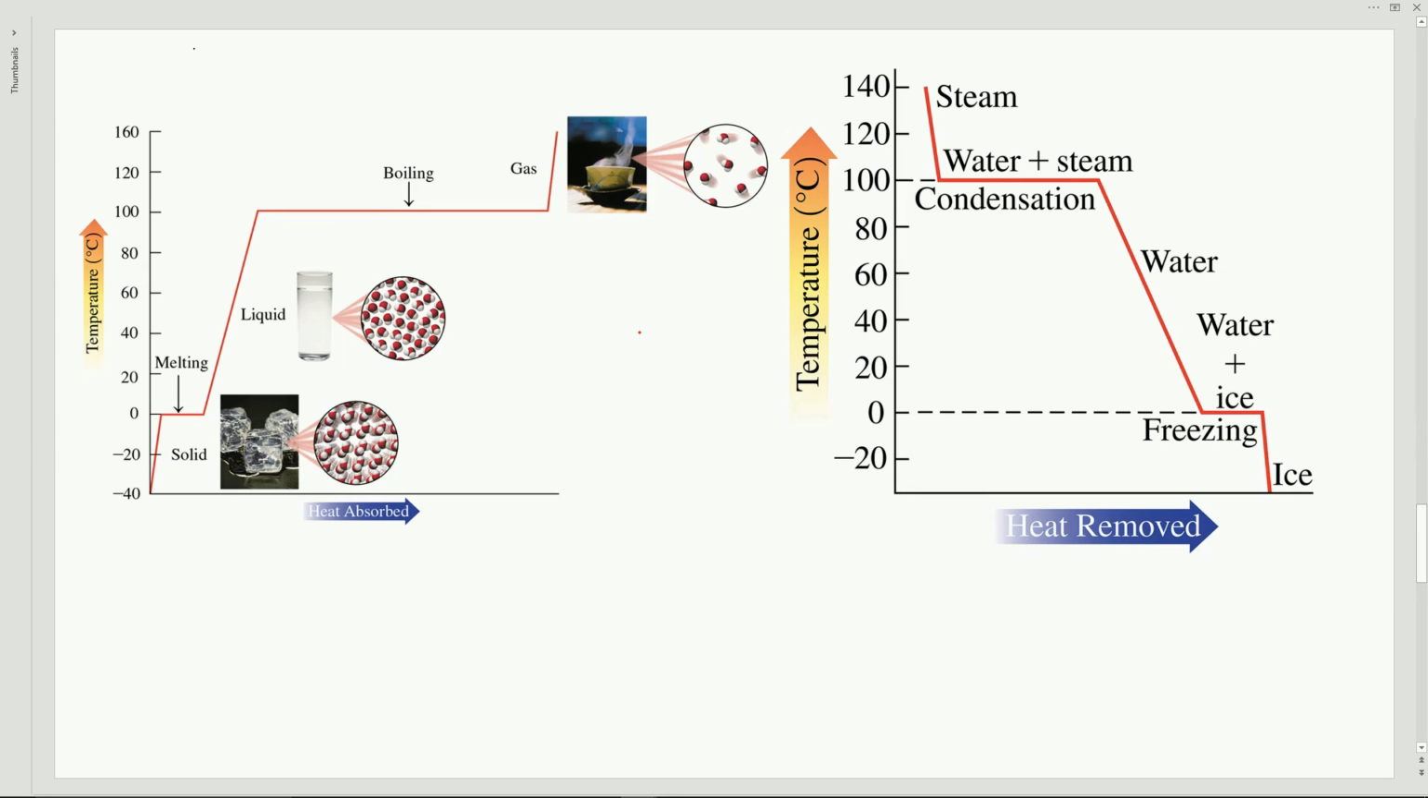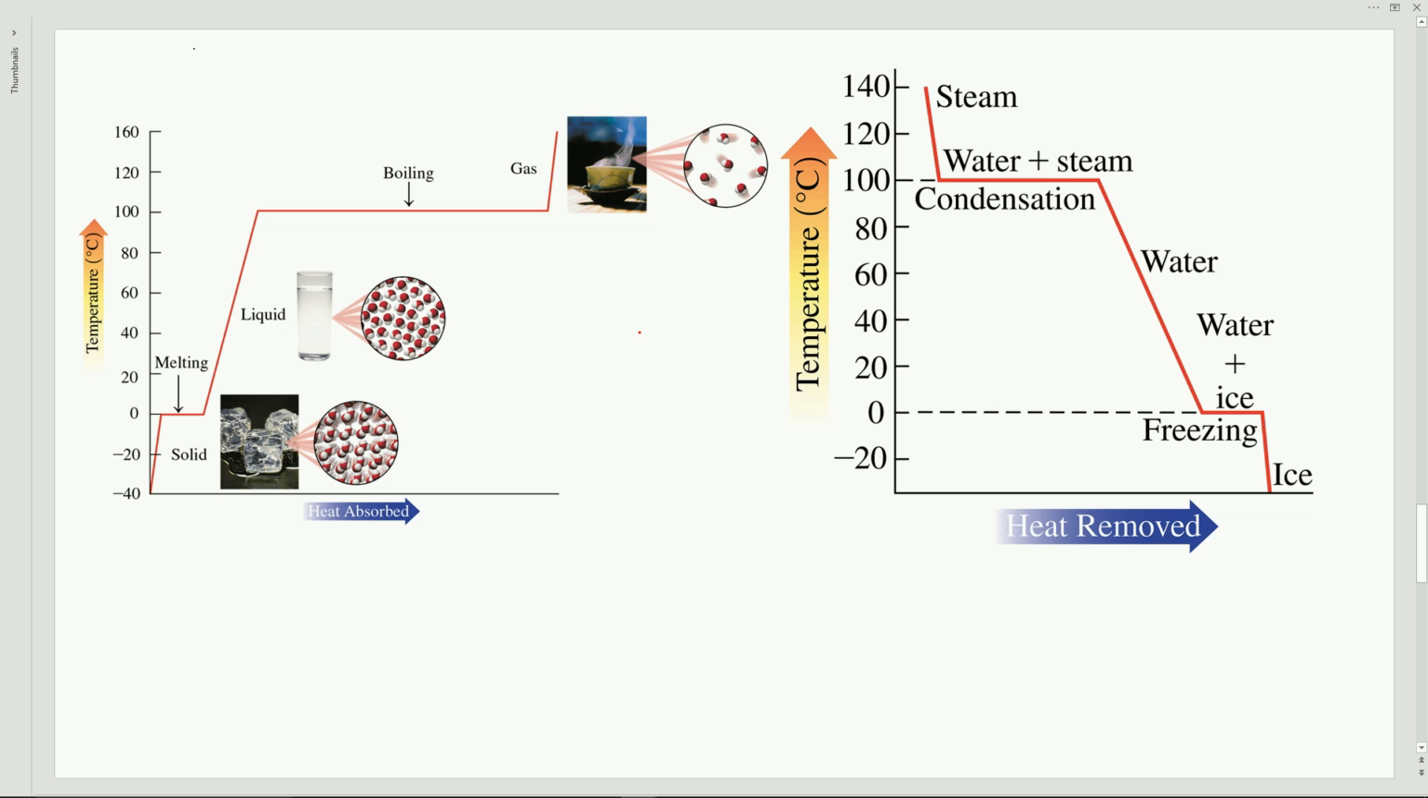So the very last part of this section talks about heating and cooling curves. So that's what I'm showing here on this slide. As heat is absorbed, we start with our solid. In this case, they're showing solid ice. As the temperature increases, the ice gets to the melting point of water. At that point, the ice begins to melt. As temperature increases, our ice is completely converted into liquid water.